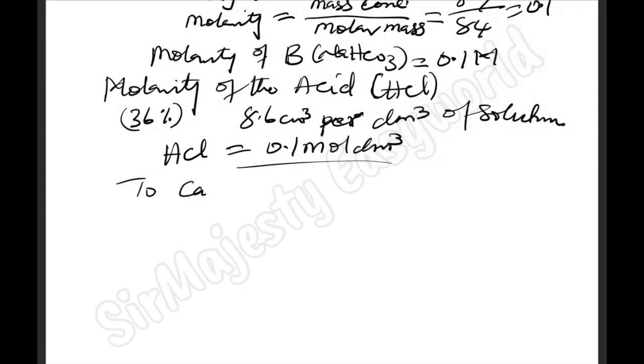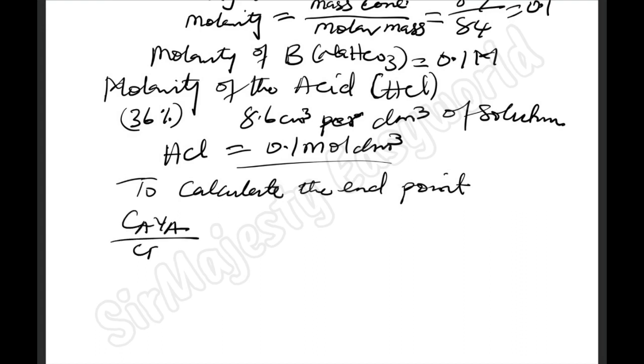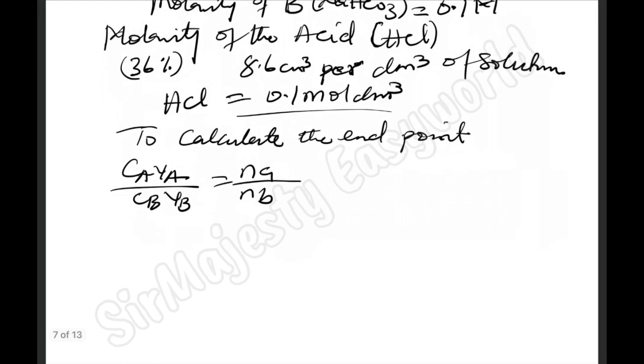To calculate the endpoint, what do we use? We use our normal titration equation. Now we have CAVA all over CBVB equals NA over NB, where NA is the mole ratio of acid and NB is the mole ratio of base in a balanced chemical equation. For us to get that, we have to balance the equation between the acid and the base in question.